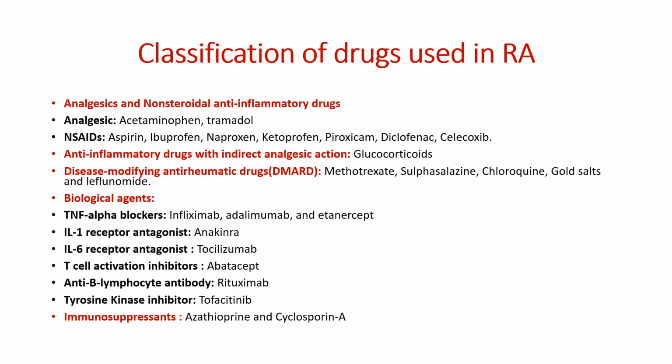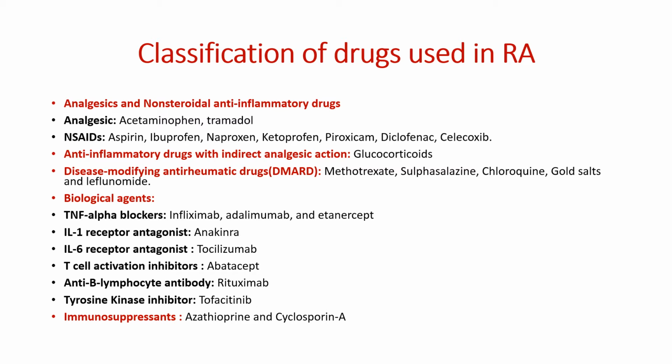So our next drugs are disease modifying anti-rheumatic drugs. These include methotrexate, sulfasalazine, chloroquine, gold salts and leflunomide. DMARDs are the mainstay of treatment for rheumatoid arthritis. DMARDs retard the progression of bony erosion and cartilage loss.